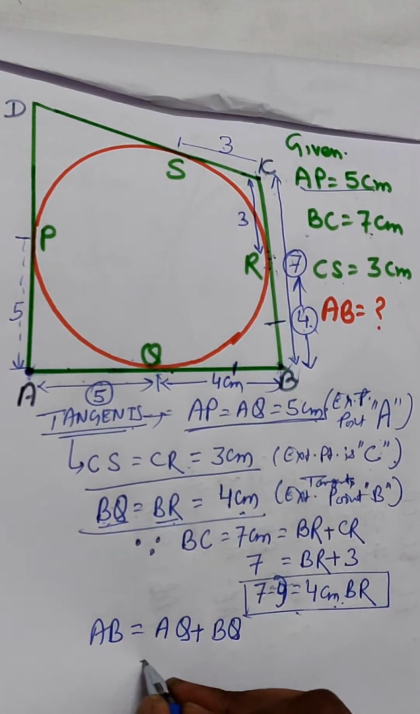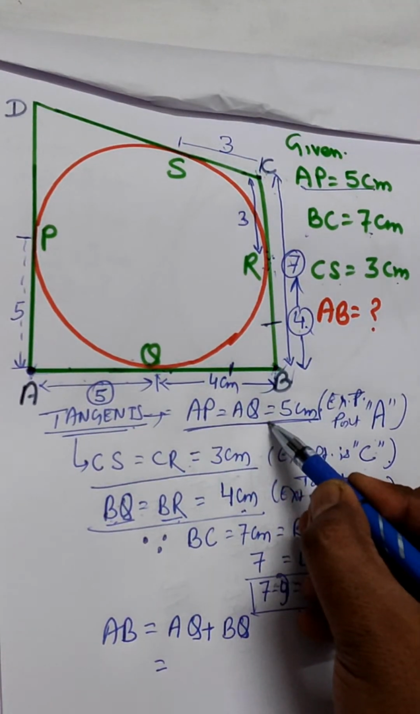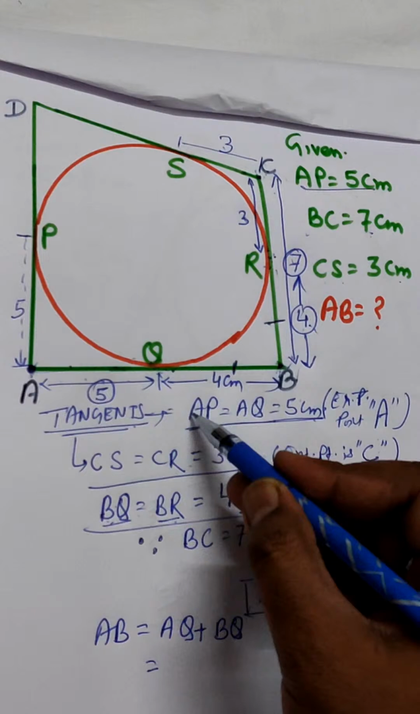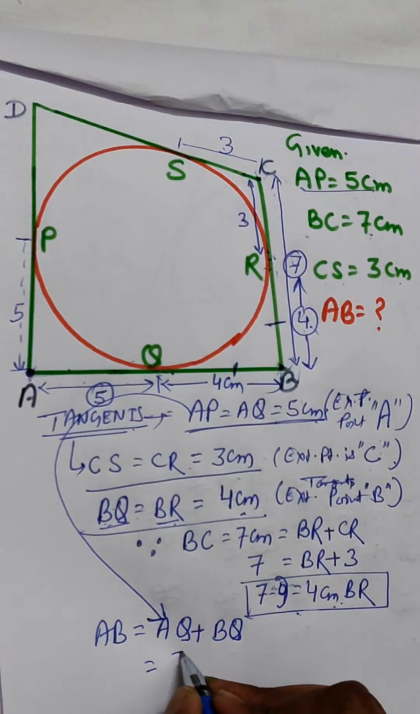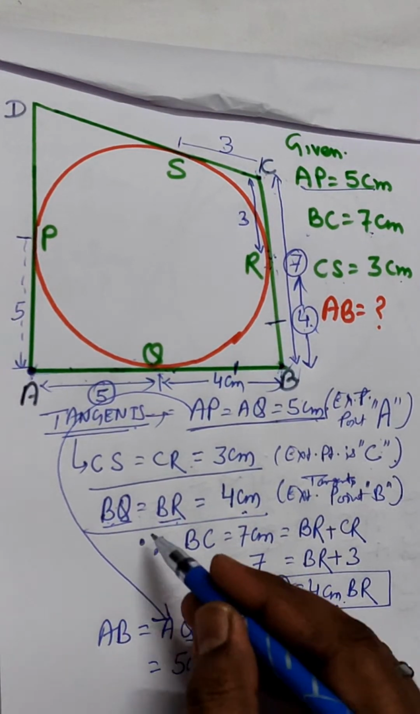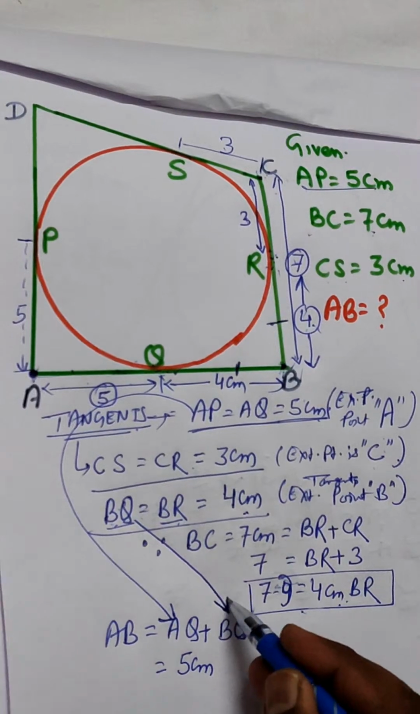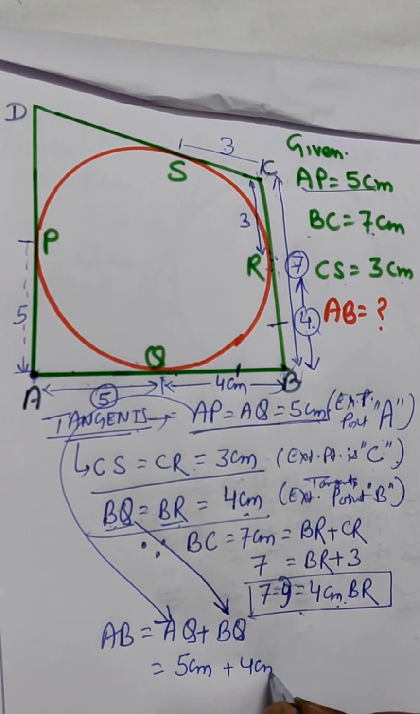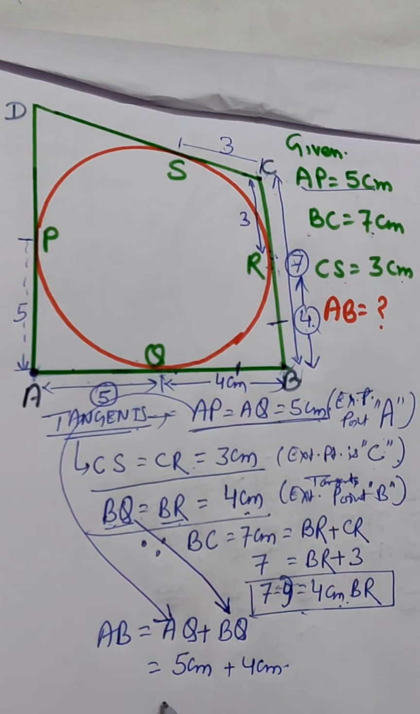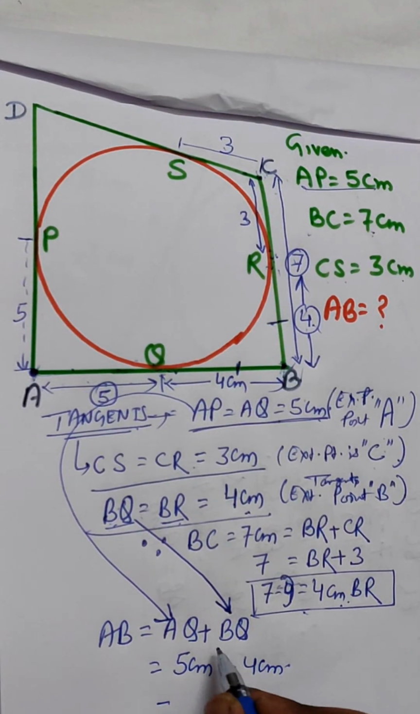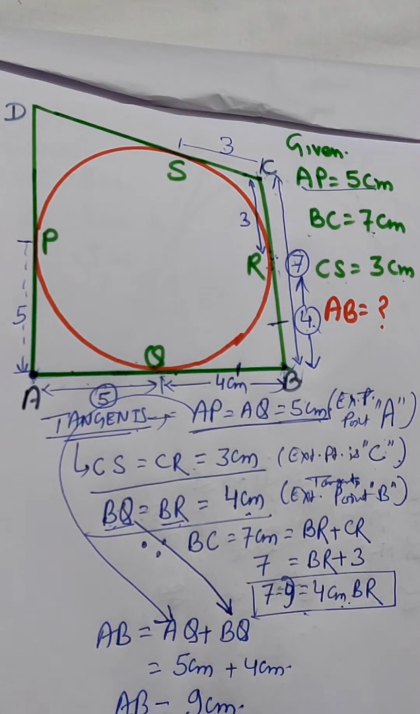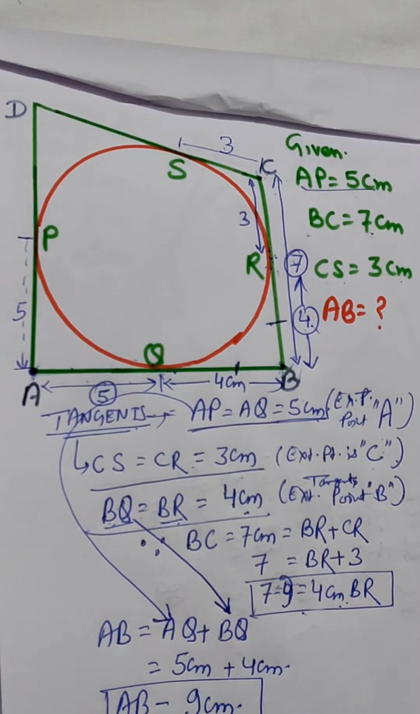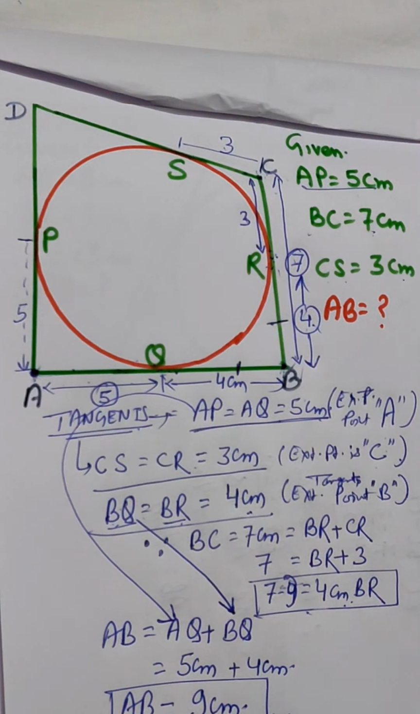And what is the length of AQ? From here you can see the length of AQ is 5 centimeter, and the length of BQ is 4 centimeter. So when you add 5 and 4, you will get the answer as 9 centimeter. So the length of AB is calculated as 9 centimeter. In this way we have solved this question, right?